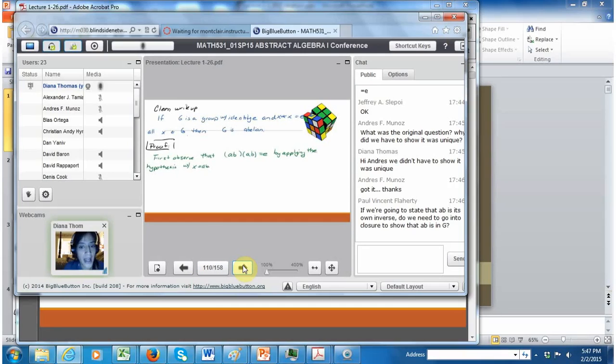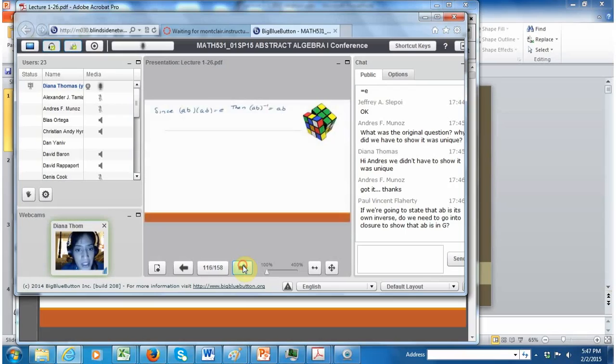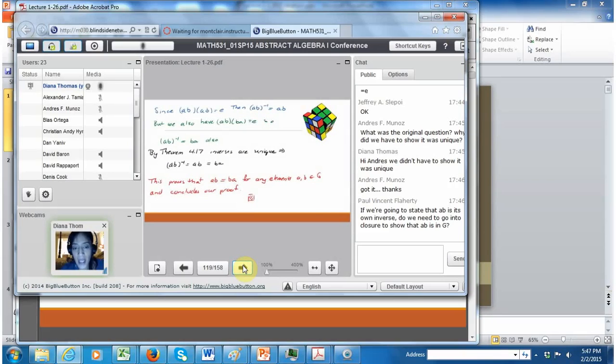First, observe that AB star AB is equal to E by applying the hypothesis with X equal AB. So I just go through the steps, but explaining every step of the way. And let me continue on. Since AB star AB equals E, then the inverse of AB is AB, but we also have AB star BA is E, so the inverse of AB is equal to BA. By theorem 4.7, inverses are unique, so the inverse of AB is AB, which is BA. So it has the punchline written there. This proves that AB is BA for any elements A and B in G, and this concludes our proof.